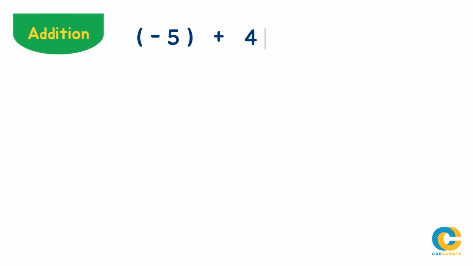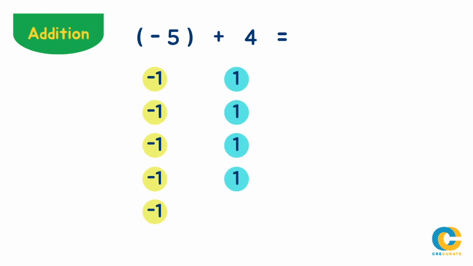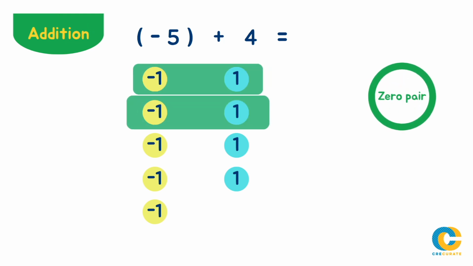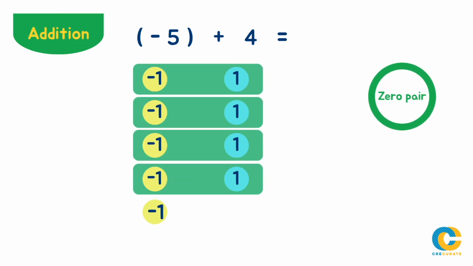Let us look at another example. In this question, we have 5 negative ones and 4 positive ones. Again, we form and remove the zero pairs and we're left with negative 1 as our answer.